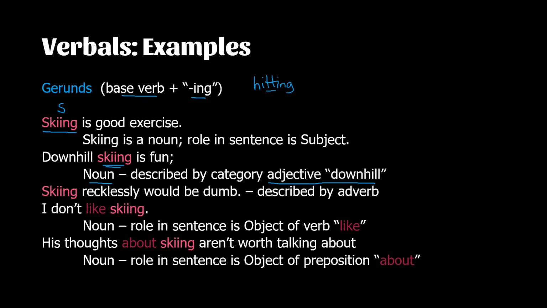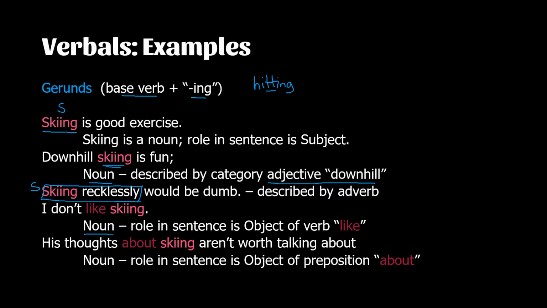Now, the way that gerunds act like verbs is they can also be described by adverbs. Skiing recklessly would be dumb. So I have a gerund phrase here. Remember that a phrase consists of more than one word that has the part of speech labeled to it. So recklessly is an adverb that describes skiing, but together, skiing recklessly is a gerund phrase, which means that it's a noun and it can act as the subject of this sentence.